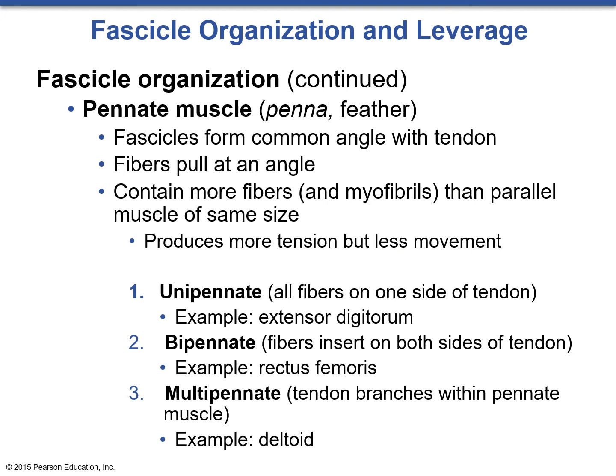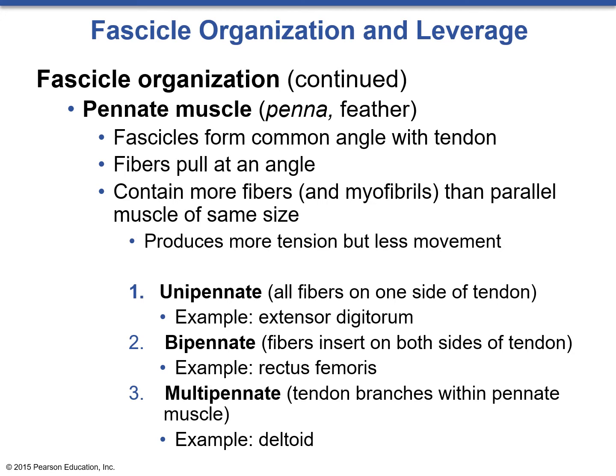Next is going to be pinnate. Now, pinnate comes in a few different types, but pinnate means feather-like. Here, the fascicles are going to form a common angle with the tendon, and the fibers pull at that given angle. It does contain more fibers and myofibrils than parallel muscle of the same size. It's a more compact muscle, but it produces more tension, but less overall movement.